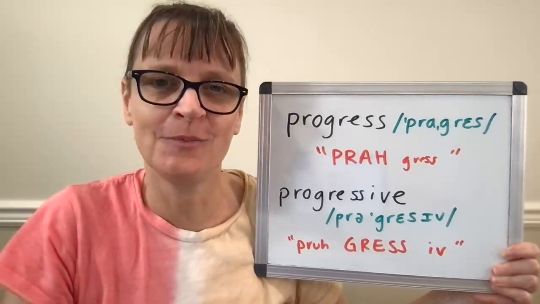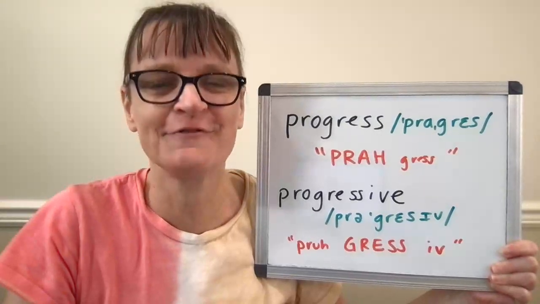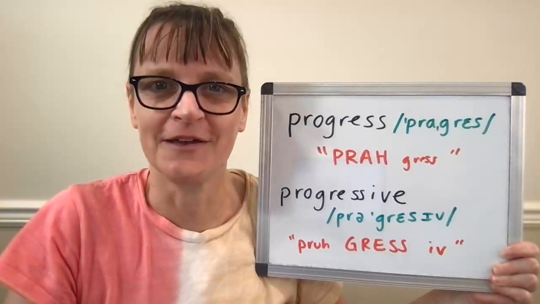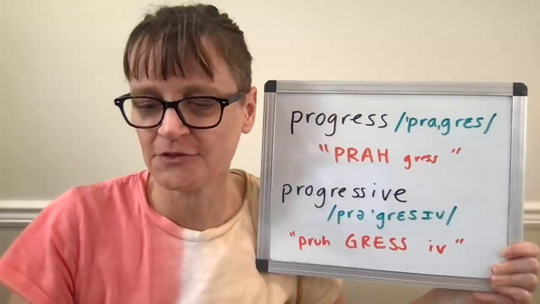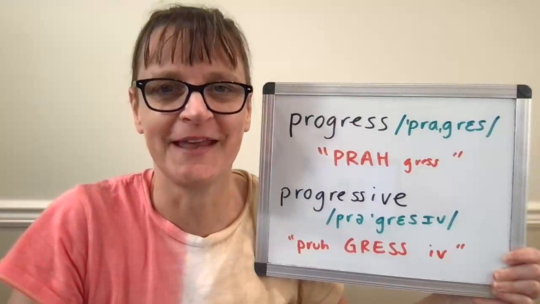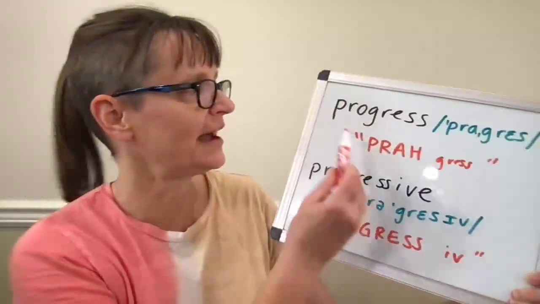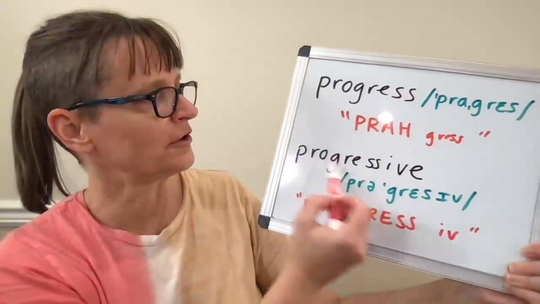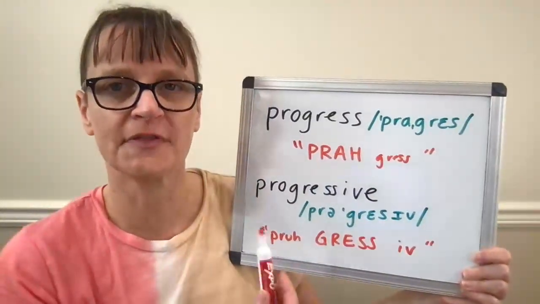In this video, we're going to look at the words progress and progressive, help you understand them, how to use them, and pronounce them smoothly in your everyday speech. So these words are very helpful because they demonstrate something that happens in a lot of word families in English. You can see that in the word progressive, we have the same spelling as we have in the word progress, but the sounds are different.